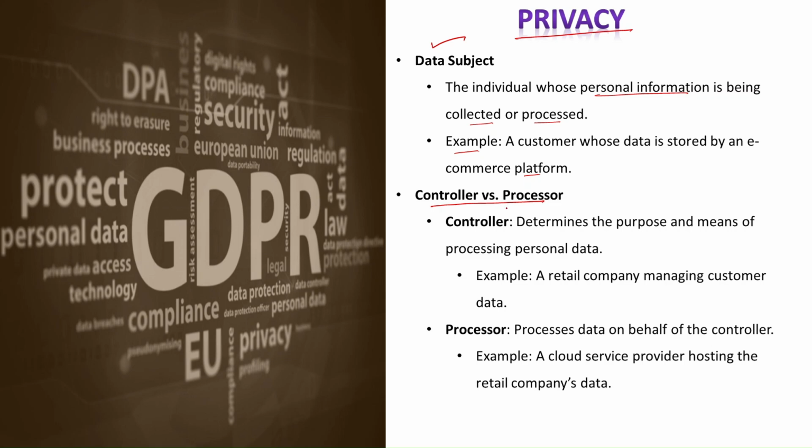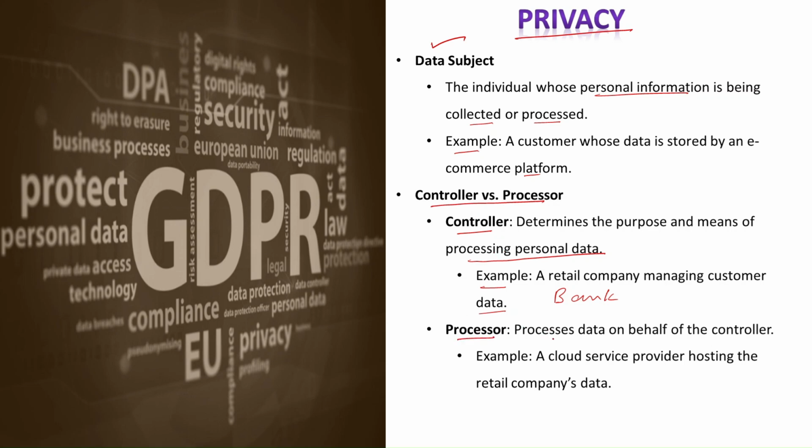Controller versus processor. So controller determines the purpose and means of processing the personal data of the data subject. For example, a retail company managing customer data, or you can say that a bank that has the customer credit cards and account numbers, etc. So the bank or a retailer company is basically the controller.